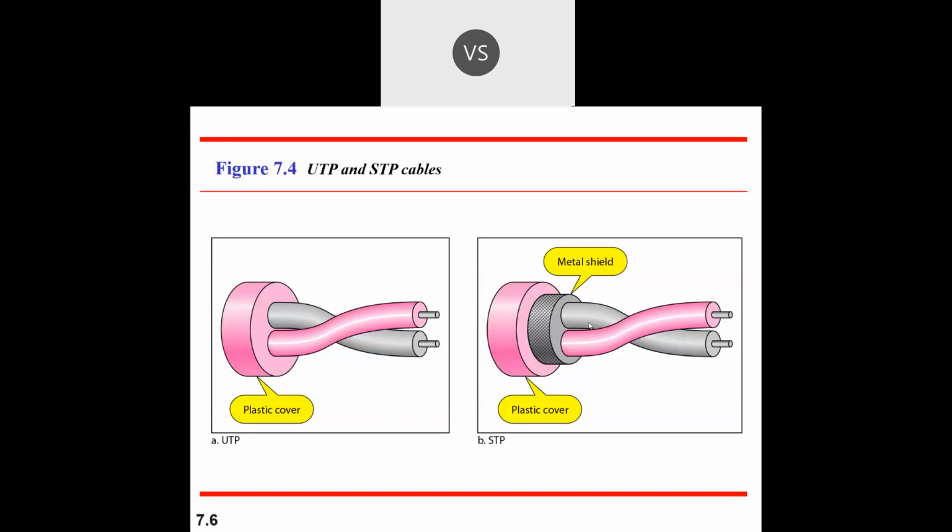So to avoid interference within a huge bunch of cabling, where one twisted pair cable is going along with other twisted pair cables, sometimes there is a metal shield just after the plastic cover. So this is the one extra thing we have whenever we have twisted pair cabling.